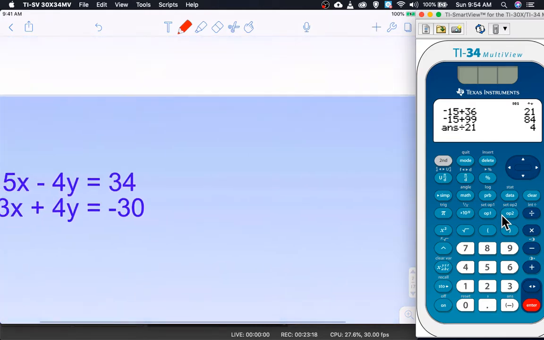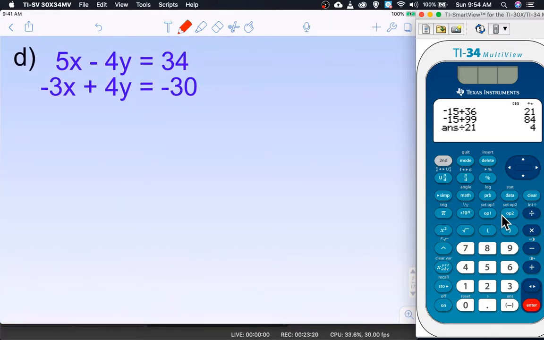But before we get there, I want to give you a chance to try some as well. So here is letter D. If you could pause the video and try this problem right now and eliminate, I'll give you a hint. Your y's right now are ready to eliminate. If you look at these equations, x's are lined up, y's are lined up, equals, constants, everything. Your y's have the same number in front but different signs. So go ahead and solve this equation right now. When you're ready to continue, hit play on the video, and then we'll go through it together.